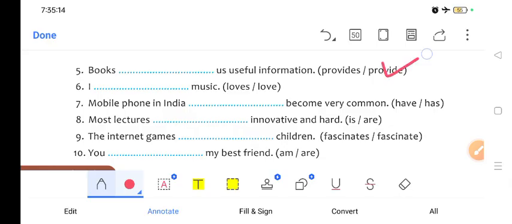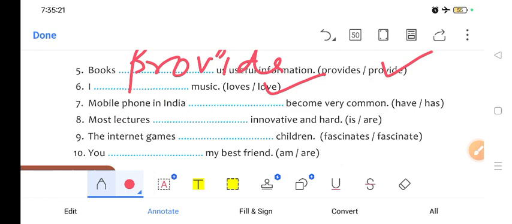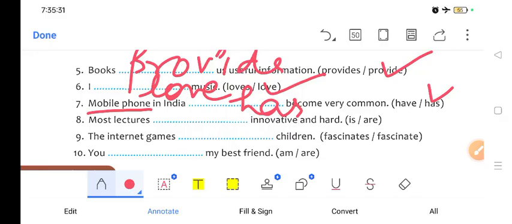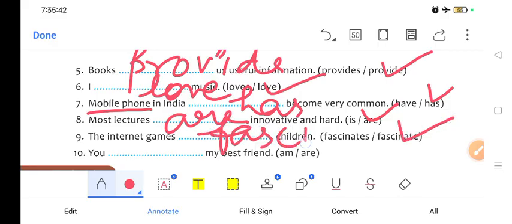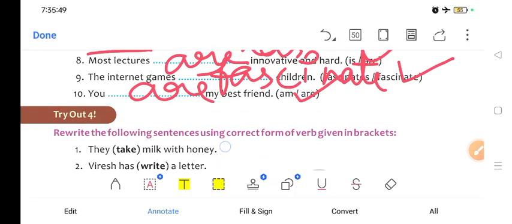Books provide, because it is plural, it will take a plural verb, so we will write here "provide". Next is I love. I is used as a plural subject. Next, mobile phone in India has. Mobile phone, singular, so we will put here "has". Most lectures are, plural form. Most lectures are innovative. The internet games fascinate. Fascinate. Next, you are my best friend. Next is try out 4.